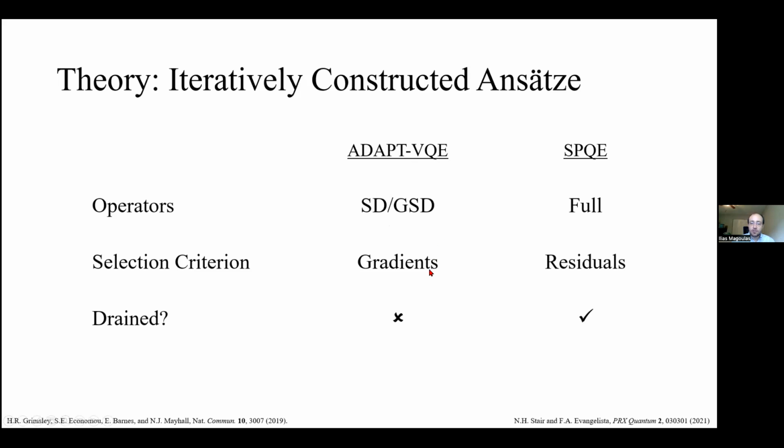In the case of adapt PQE, the operator pool was not allowed to drain, and this is what allows adapt PQE to actually target the exact full CI solution and not UCCSD or UCCGSD. For SPQE, because we use a full operator pool, the pool is allowed to be drained. For adapt VQE, we added operators one by one, while in SPQE, we add multiple operators per macro iteration. And this is the standard way that these approaches have been used in the literature.